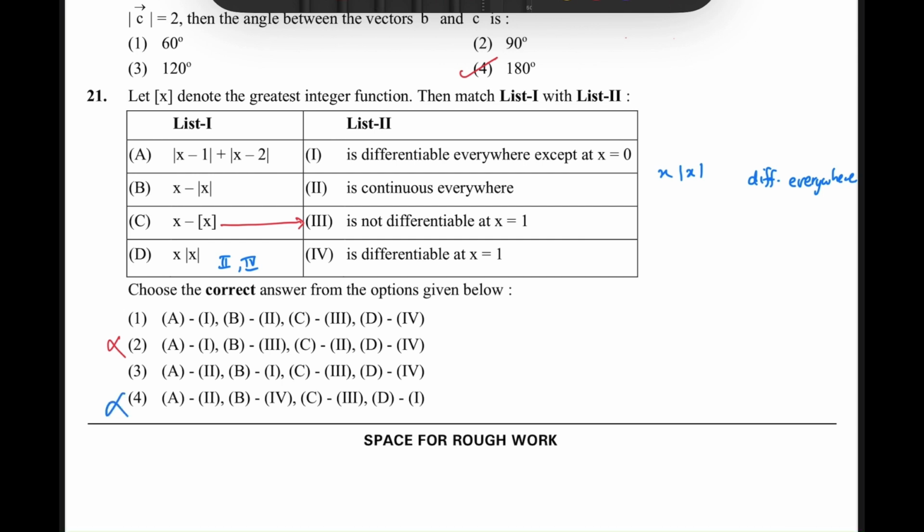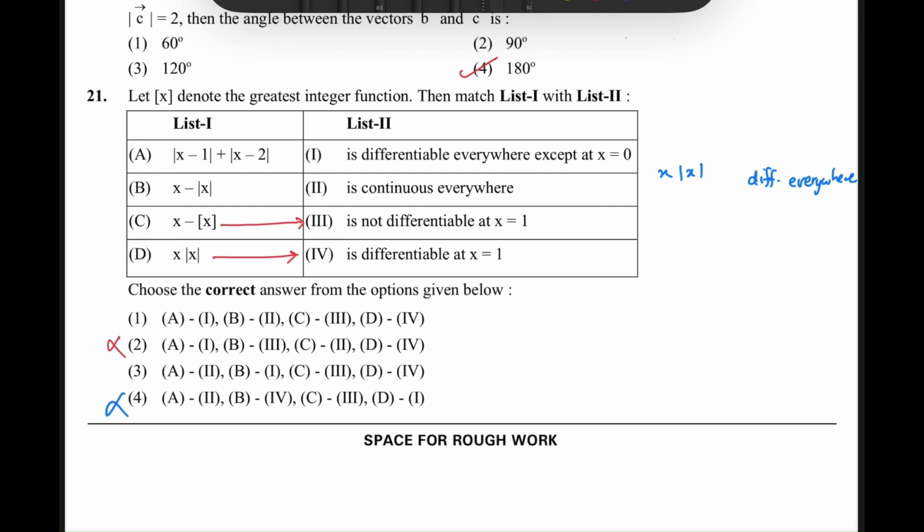Because in the other two options, if you see, D matches with 4. So D has to match with 4. Okay, so D matches with 4. It is differentiable at x equals to 1. Now we are left with A and B only. So A matches with 1 and B matches with 2. Okay, so we are left with only 2 options.